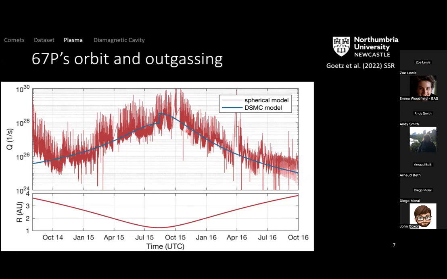You can also see lovely periodicities, which is the spacecraft trajectory, and all of these spikes here, that's the rotation rate. So the comet has two active regions, which means that every half rotation, about every 6 hours, you have more gas produced.